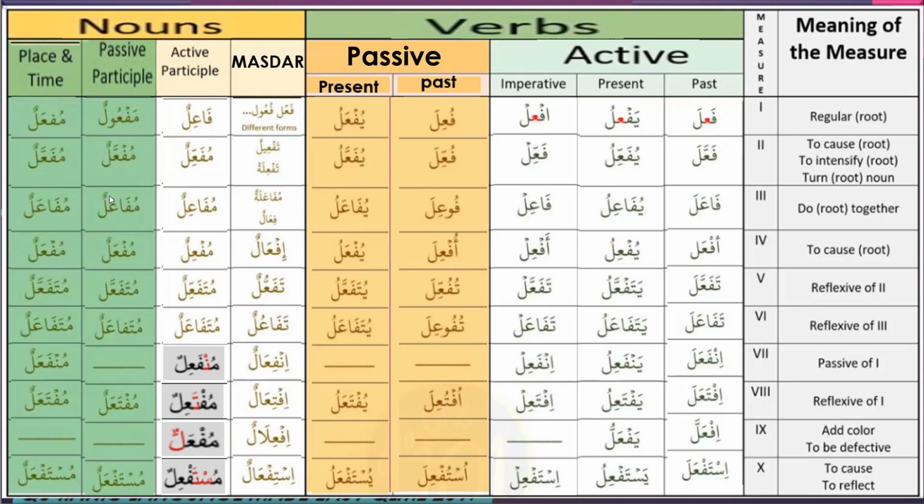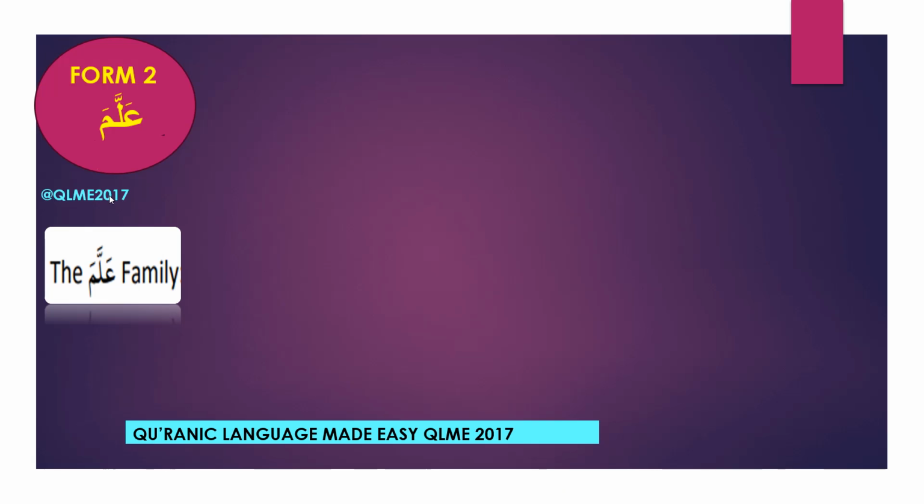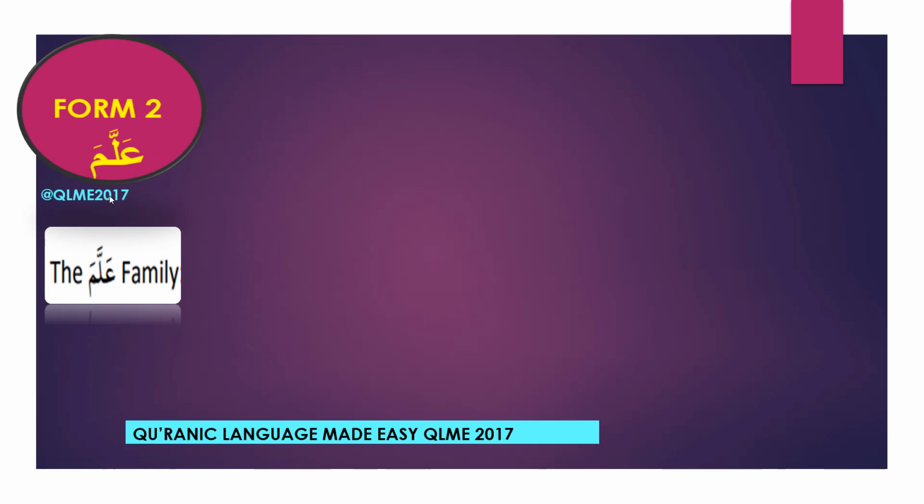And this table is quite regular. All verbs of all forms follow this pattern all the time, except for form 1. And form 1 is the most basic form. It's the default form and does not affect the basic meaning of the verb. Now let's begin our forms 2 to form 10. Let's start with form 2, the allama family.